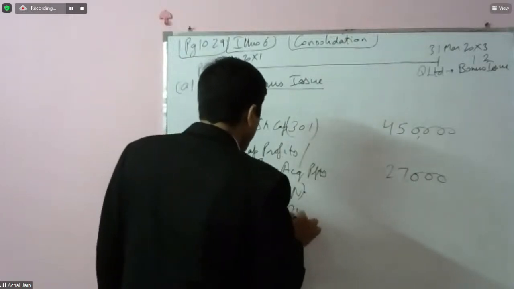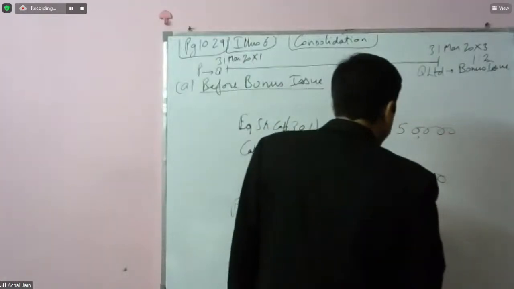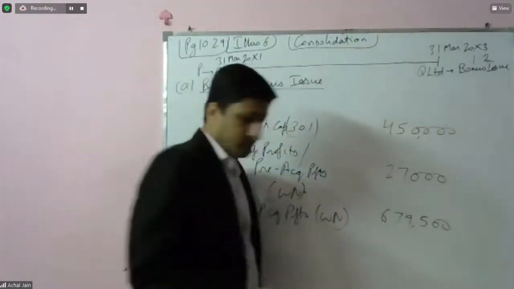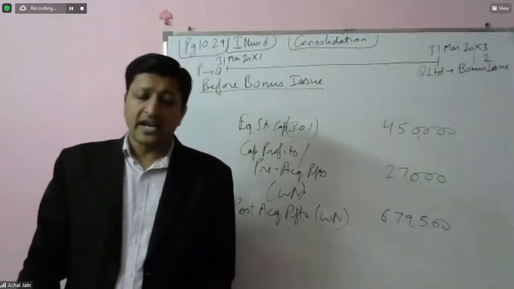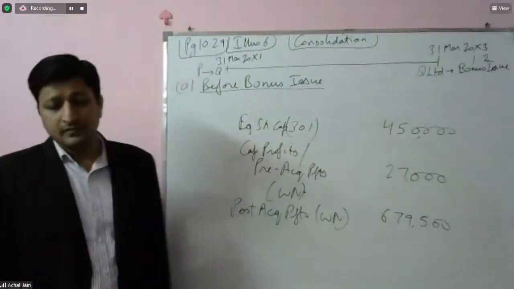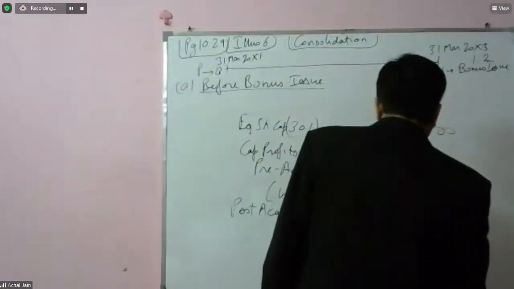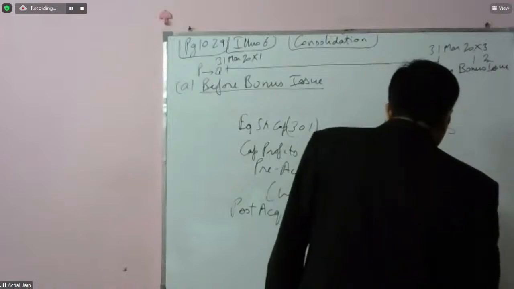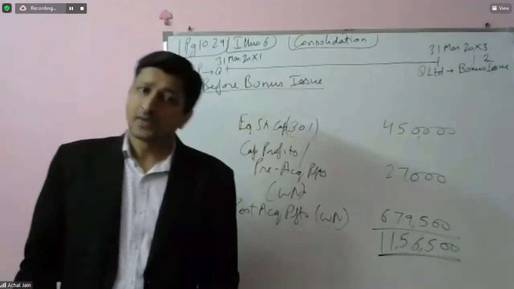Post-acquisition profits. 6,79,500 is the share of minority. So this becomes 11,56,500. Manish and Anushka have also computed 11,56,500. Okay. Clear?